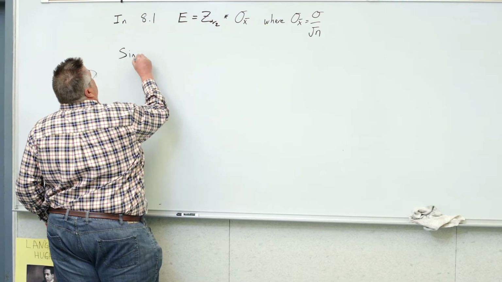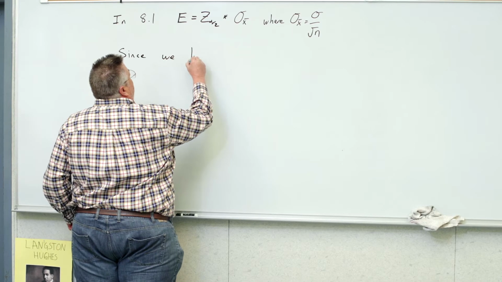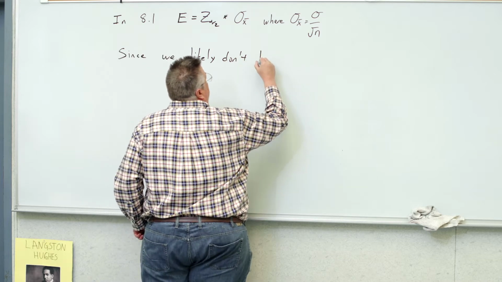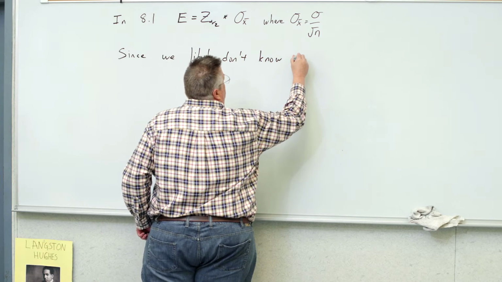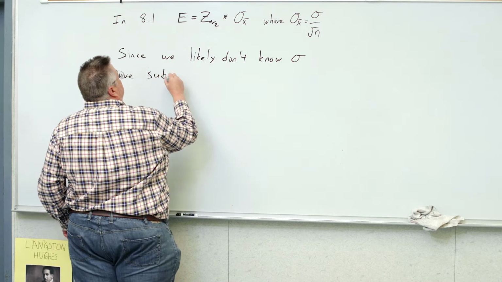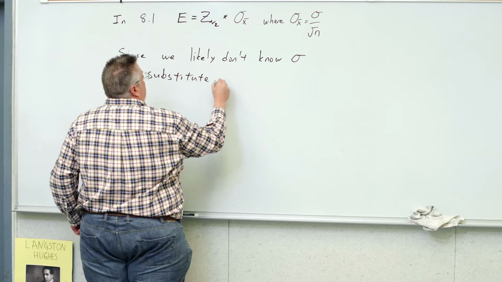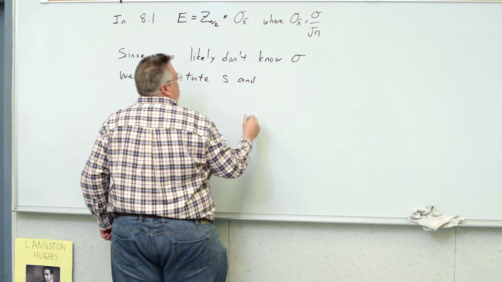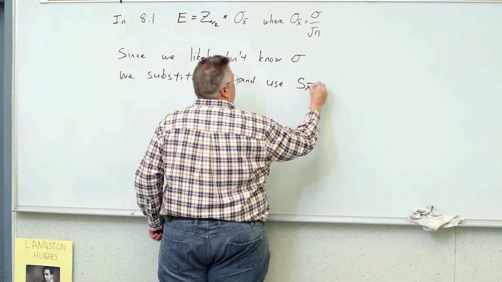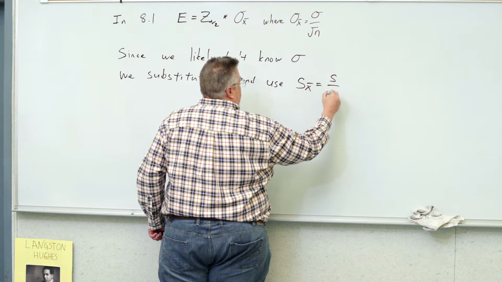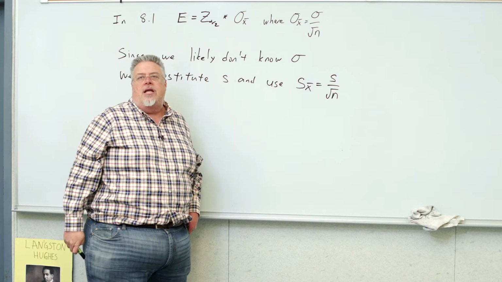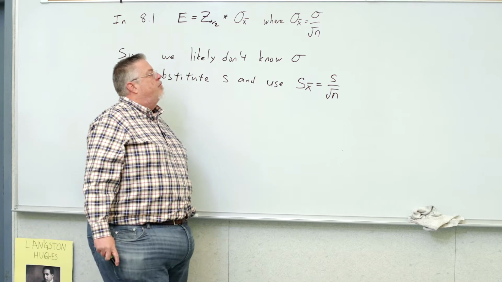So, since we likely, in fact almost always, don't know sigma, we substitute S and use, I'm going to call it S with the subscript x bar, which is going to be our sample standard deviation over the square root of n. Seems kind of logical and similar to what we did before.